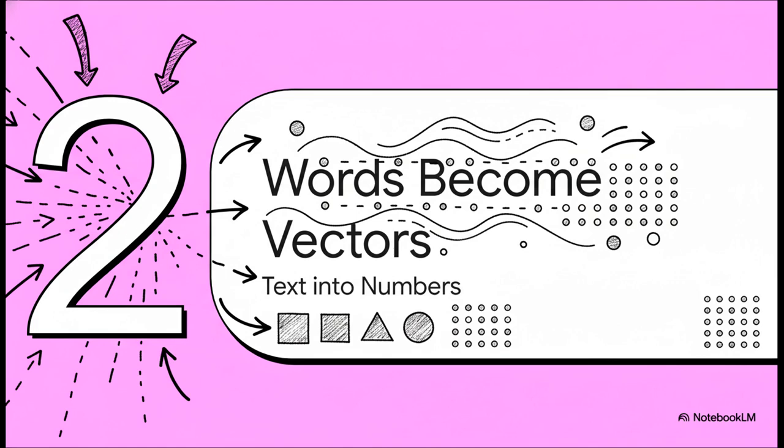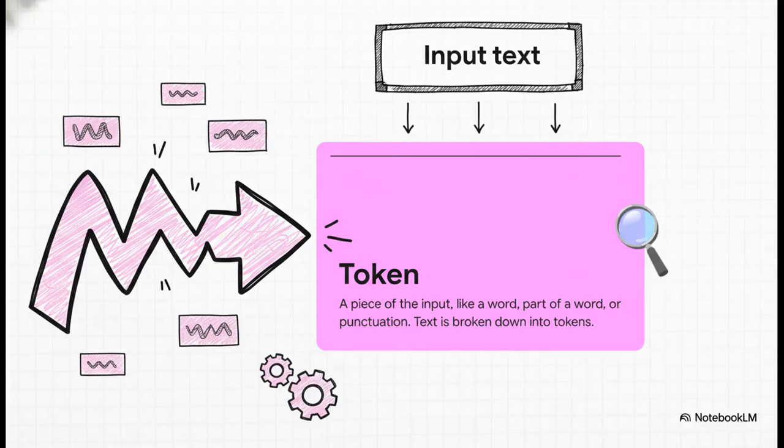Okay, so how does this all get started? Well, to get a machine to understand anything, you first have to translate our very human language into its native tongue, which is, of course, numbers. So how on earth does that work? The whole process kicks off by chopping up the text you give it into smaller pieces. These are called tokens. A token could be a whole word like apple, or just part of a word like the ing in running, or even just a comma.